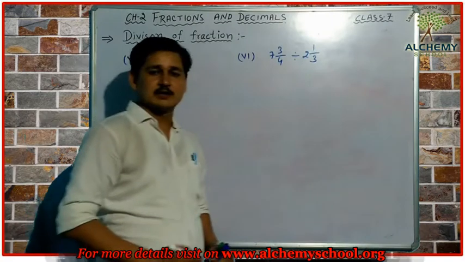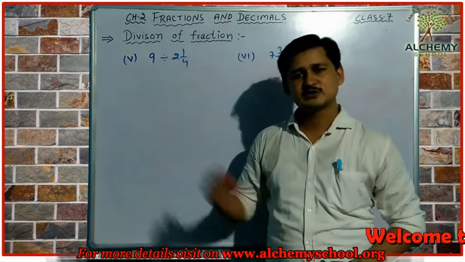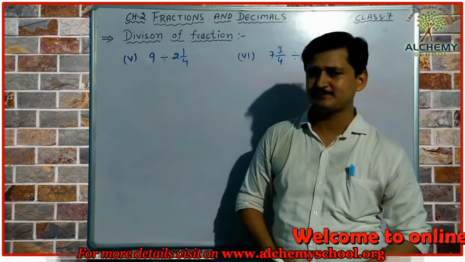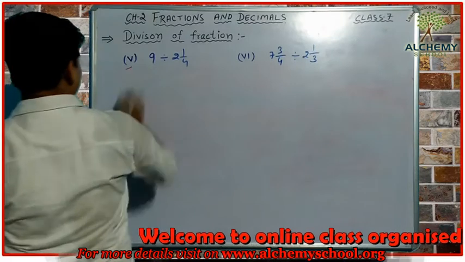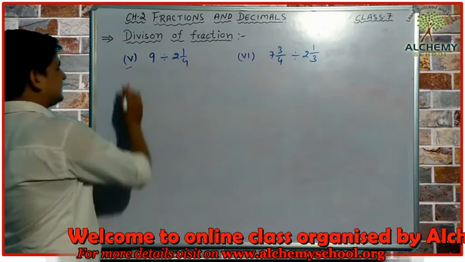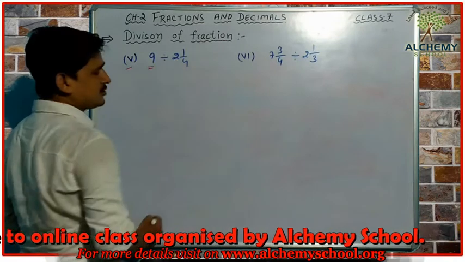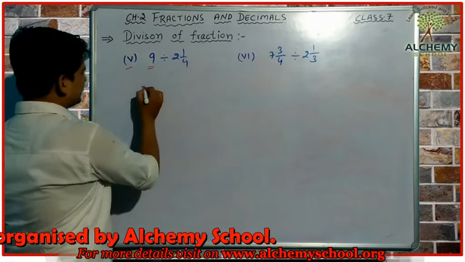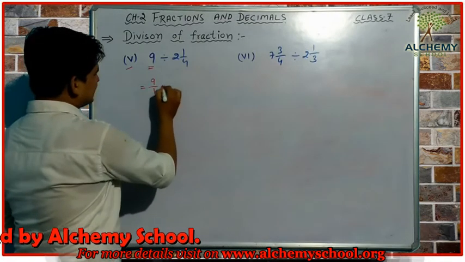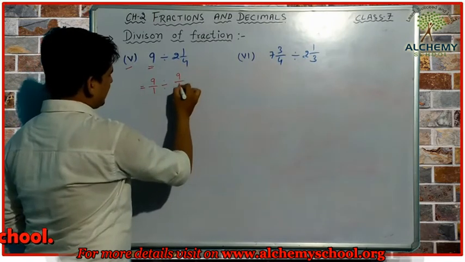Okay. So students, I have taken some more examples here. So let's see how we can solve these examples. Okay. Let's see the next one, that is question number 5. I have taken here in this question 9 divided by 2 and 1 upon 4. So already we have discussed this type of question. So we can write 9 upon 1 divided by 4 2s are 8, 8 and 1, 9 upon 4.